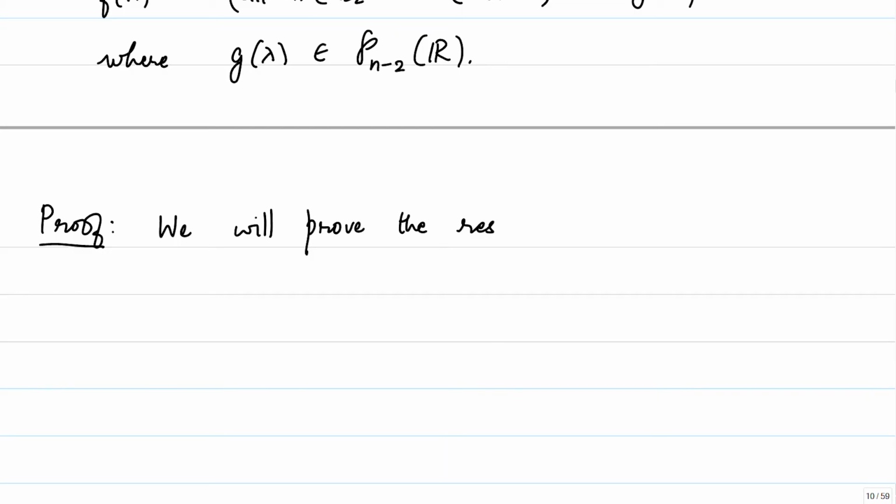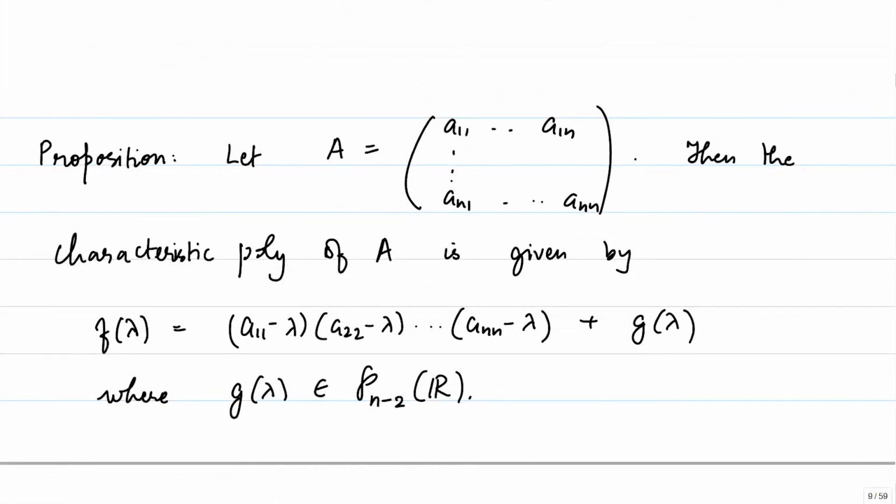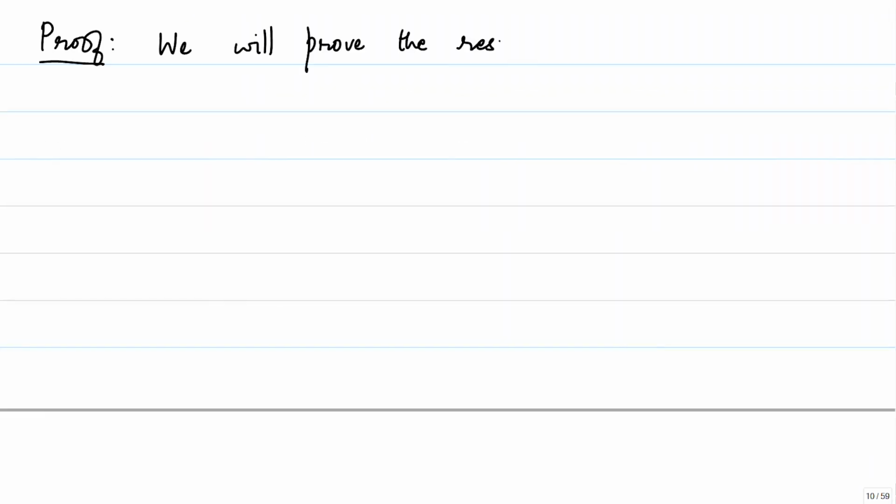Oh yes, so I think I should put one condition here. Let n be greater than or equal to 2. We need at least n equal to 2 to say something like that. Otherwise, the notion of g of lambda doesn't make sense. Right. So n greater than or equal to 2, this particular statement is true. So we'll prove the result by induction.